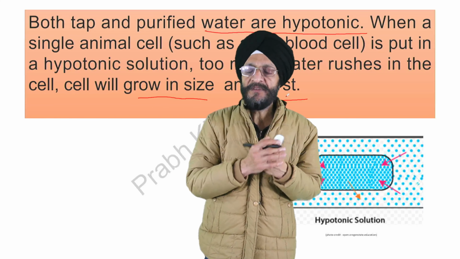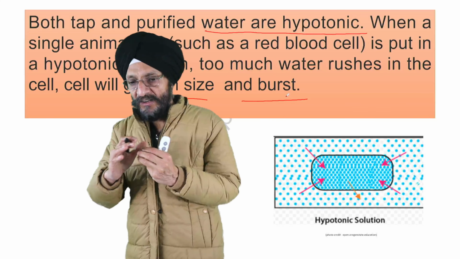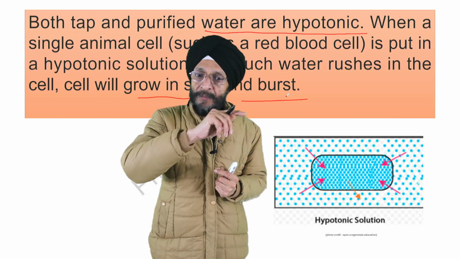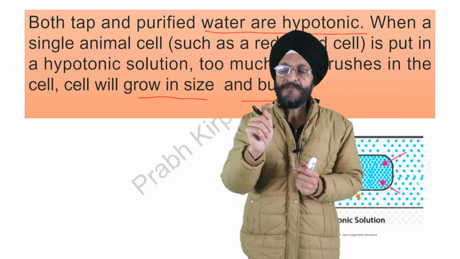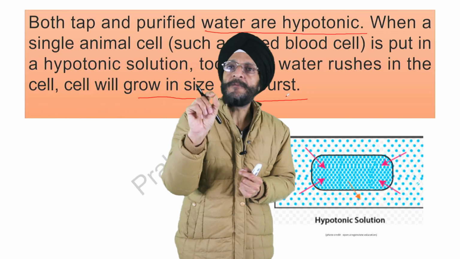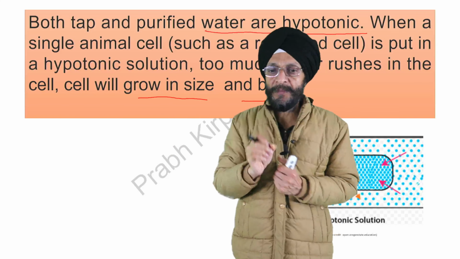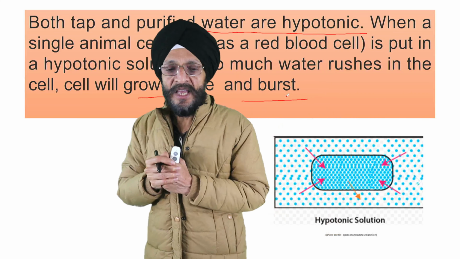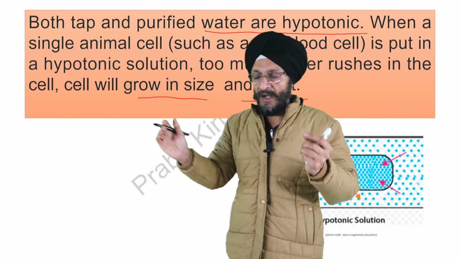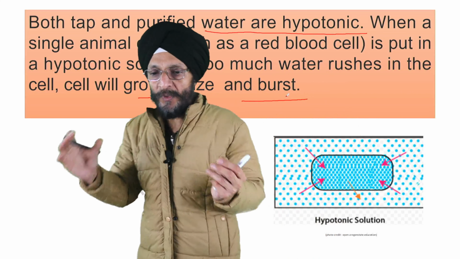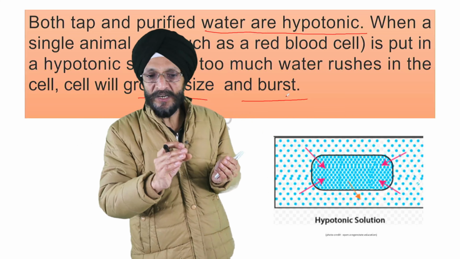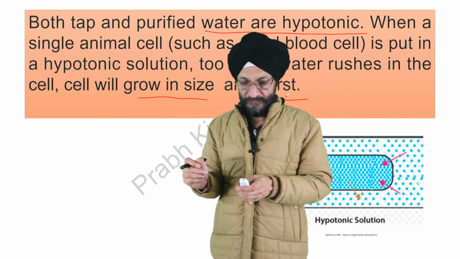In the previous slide we had seen that the cell wall prevented the cell from bursting. That was a plant cell, because it had an extra covering, that is the cell wall. But in the case of an animal cell, the cell wall is not there. There is only the plasma membrane or cell membrane. As animal cells do not have a cell wall, when water comes inside the cell in too much quantity, the cell grows in size and bursts, whereas in the case of plant cells, the cells do not burst.